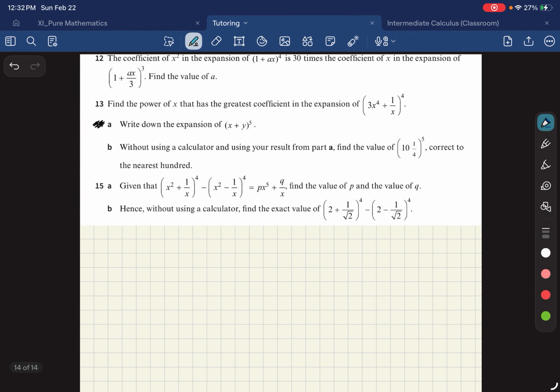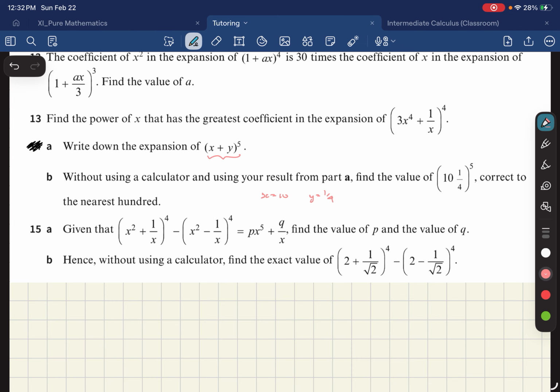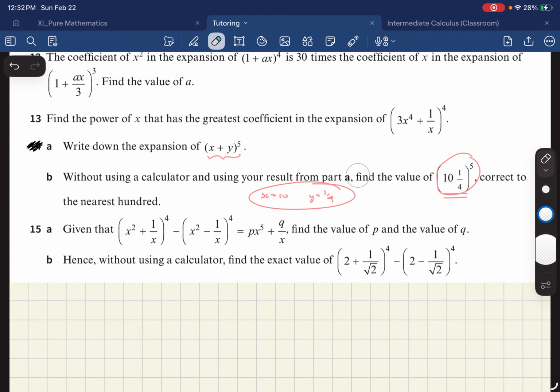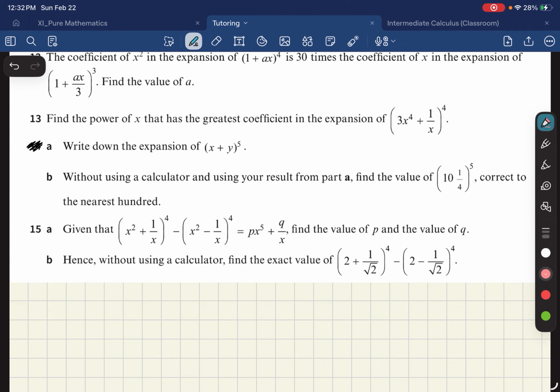So question 14 is basically what we have been doing. You just use Pascal's triangle to expand, and then you choose x is equal to 10 and y is equal to 1 over 4. And then you substitute these values into whatever expansion you got to estimate this. So that is why I'm not going to be doing 14.